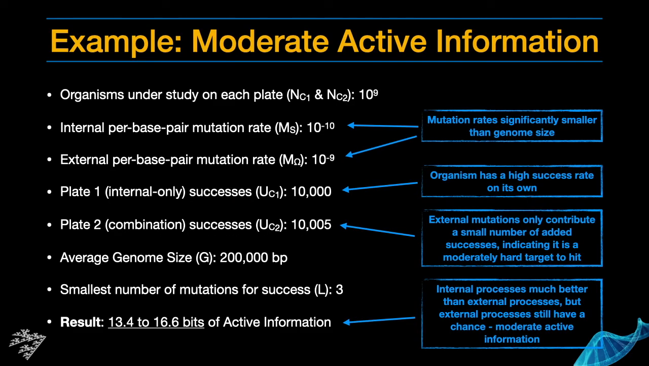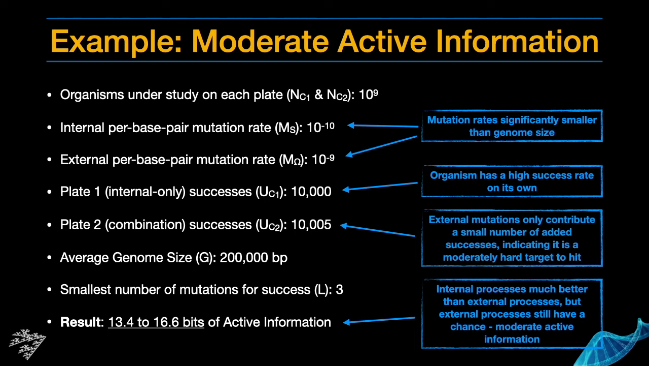So the first example will be moderate active information. So this organism under this selective pressure exhibits active information. Here's what would lead to that. We're going to have 10 to the 9th organisms. We're going to have an internal per base pair mutation rate of 10 to the negative 10th. Okay. And then the external per base pair mutation rate is 10 to the negative 9th.